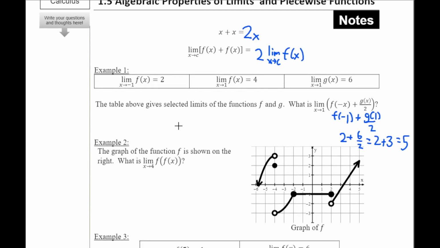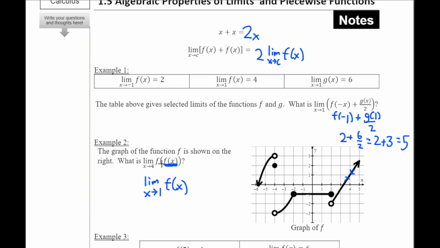So example 2. The graph of the function f is shown on the right. What's the limit as x approaches 4 of f of f of x? So this is what we call a composite function, a function within the function. The first thing we do is find the limit of this inside piece. The limit as x approaches 4 of f of x. See, the limit as x approaches 4 right here is going to 1. So now we take that 1 and make that the new limit. Limit as x approaches 1 of f of x.